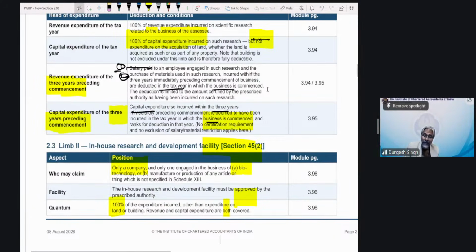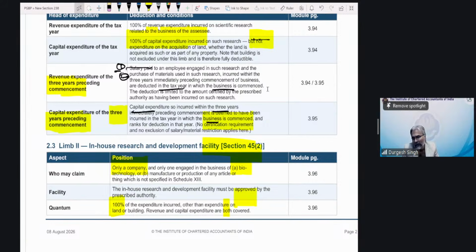And the answer is no, students. The deduction for building you get from 45(1). For the rest of the capital expenditure, like plant and machinery, etc., it is 45(2). But the deduction for building would go under 45(1), students.